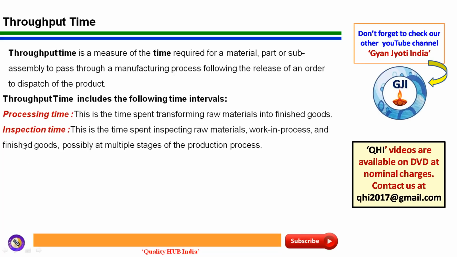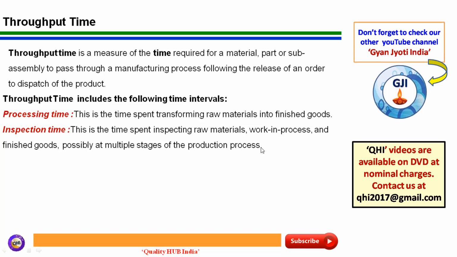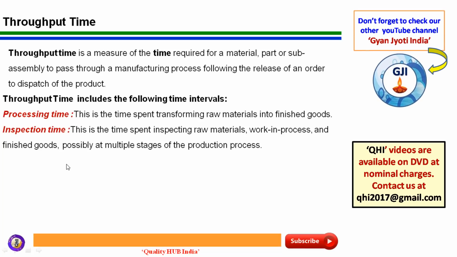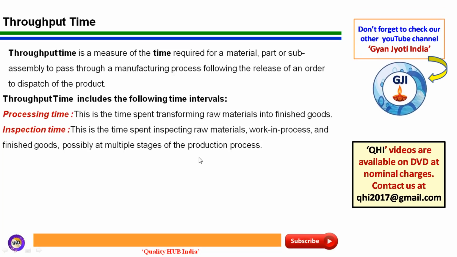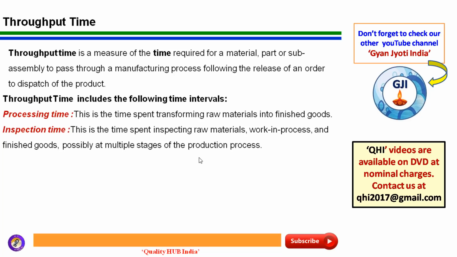The next time is inspection time. This is the time spent inspecting raw materials, work in progress, finished goods and any other kinds of inspection which might be carried out during the production process. So all kinds of inspection, may it be product inspection or raw material testing being carried out at different stages of production, are included as a part of throughput time.